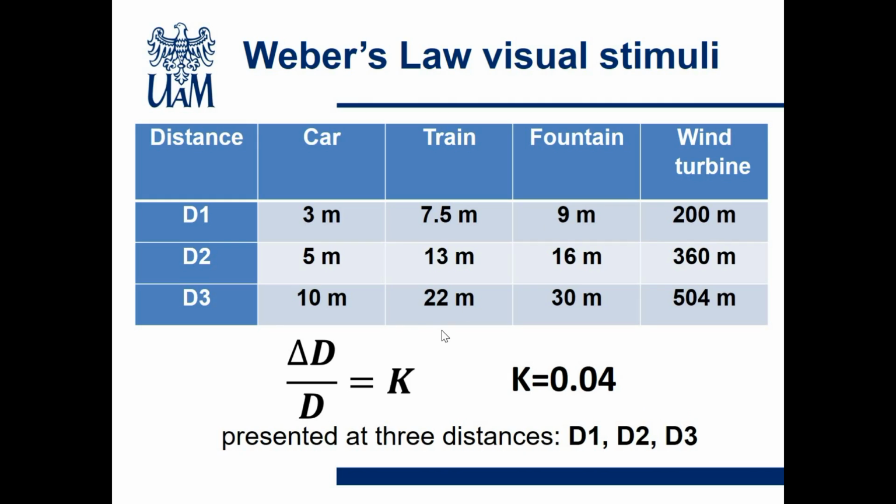To define the next step in distance, we used the well-known Weber fraction law. We have chosen K index equal to 0.04, the same fraction which is responsible for the line length discrimination.